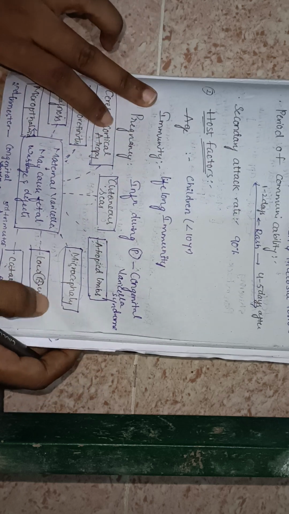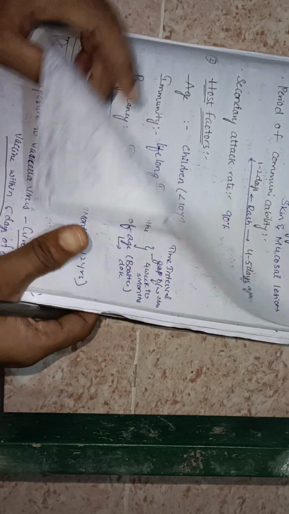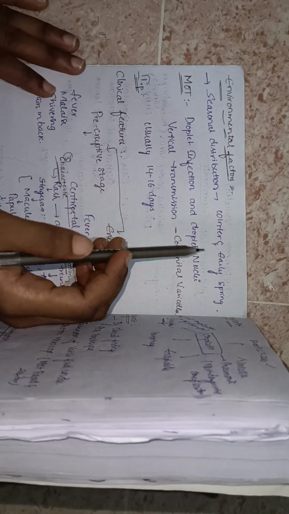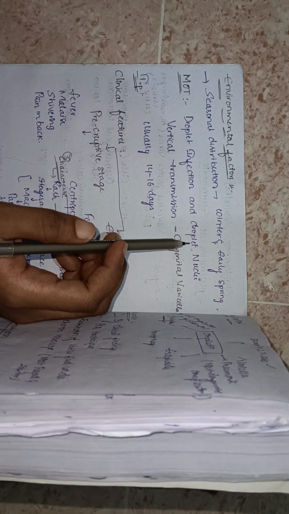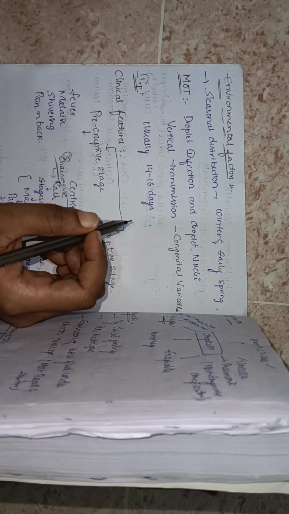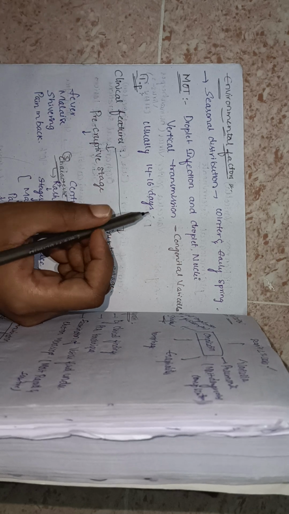So these are the host factors: I discussed age, immunity, and pregnancy. Next come the environmental factors. Environmental factor is seasonal distribution, because it occurs according to season. What season? Winter and early spring is the most common distribution of chickenpox.